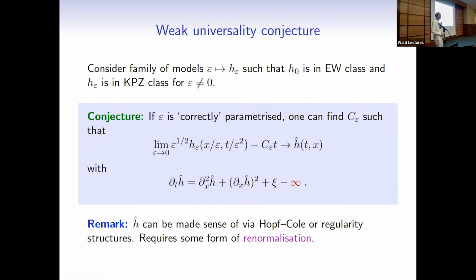But there's a more literal way of making sense of this nowadays using regularity structures, where you can really make sense of this equation and not just of the exponential, the equation for the exponential of h, in the sense that, as we're going to see, it's stable under perturbations of this equation. That allows you to prove theorems that go in the direction of underpinning this conjecture.